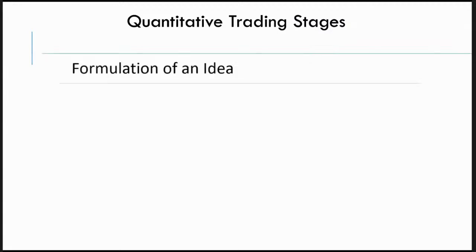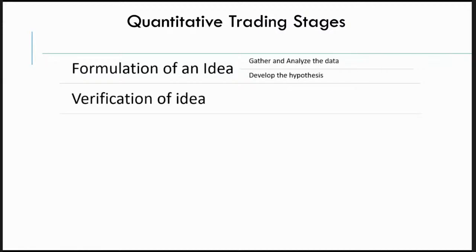The first stage was formulation of the idea. That covers gathering and analyzing the data, and developing the hypothesis on which we will be creating the trading idea. After that, we need to verify the trading idea. It covers verification of the hypothesis on some small data set and identification of the logical pattern in the change of the price so that we can pass buy and sell orders. This activity is very important.